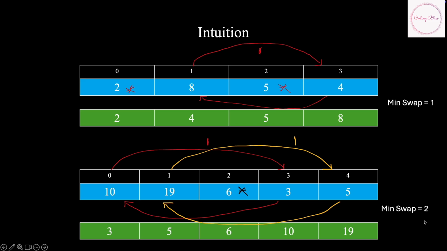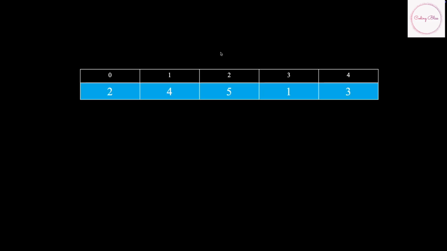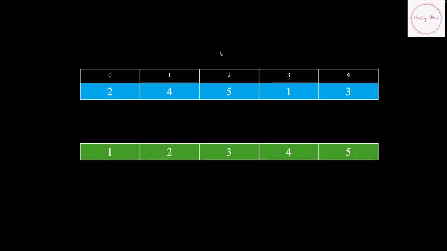Okay, let's take a slightly more complicated scenario. From this, one small intuition that we get is, if you have 2 indexes that need to be swapped, if you form a cycle with 2 indexes, then basically you will need one swap. So now let's take a slightly more complicated case where this is our array and this is our final array.